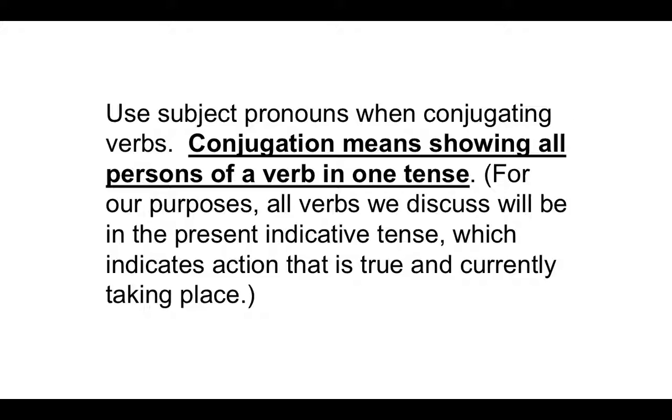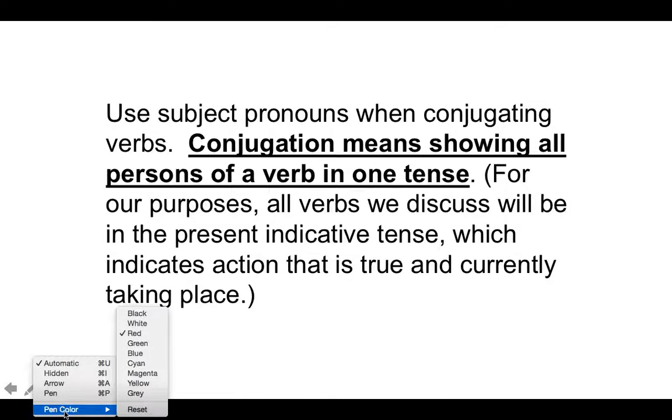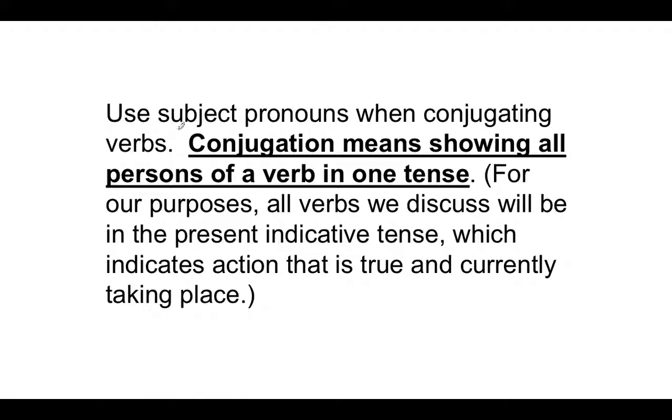Now, we use subject pronouns, surprise, surprise, when conjugating verbs. Conjugation means showing all persons of a verb in one tense. Again, if you have to stop and highlight something or stop and write something down, that's very important. Conjugation means showing all persons of a verb, first, second, and third, singular and plural, in one tense. We don't usually mix up all the tenses in one chart because we don't want to confuse anyone. And for our purposes, all verbs we discuss will be in the present indicative tense, which indicates action that is true and currently taking place.